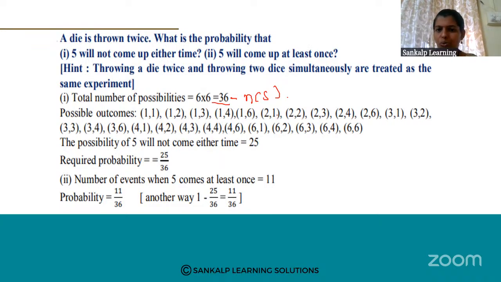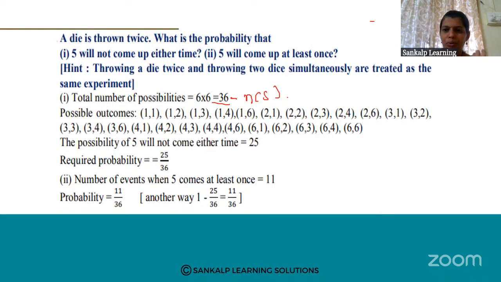1 6. Next 2 1, 2 2, 2 3, 2 4. Again we are not writing 5, directly 2 6. 3 1, 3 2, 3 3, 3 4 and 3 6. 4 1, 4 2, 4 3, 4 4, 4 6. 6 1, 6 2, 6 3, 6 4 and 6 6. Okay. Next. So how many possible outcomes will you get? See, 1 2 3 4 5 6 7 8 9 10 11 12 13 14 15 16 17 18 19 20 21 22 23 24 25 outcomes you will get.